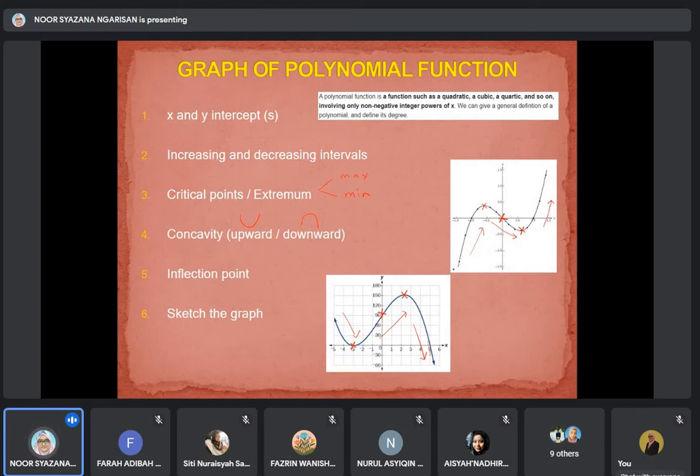Okay, macam ni contoh graph. Okay, I gave you 2 examples of graph of polynomial function. Okay, setakat ni, any question? Apa yang awak nak tanya?